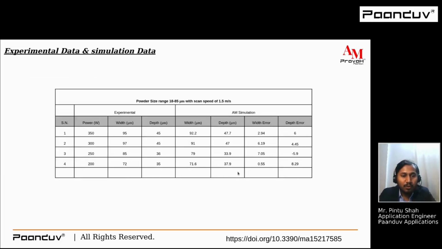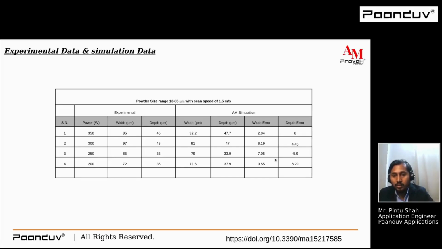So I performed four simulations in our AM PravaH software, varying the power: 350 watt, 300 watt, 250 watt, and 200 watt, where the experiment reported their width and depth. After simulating in AM PravaH, I reported this width and depth, with the error. At 350 watt, I got 2.94% error in width and 6% in depth.